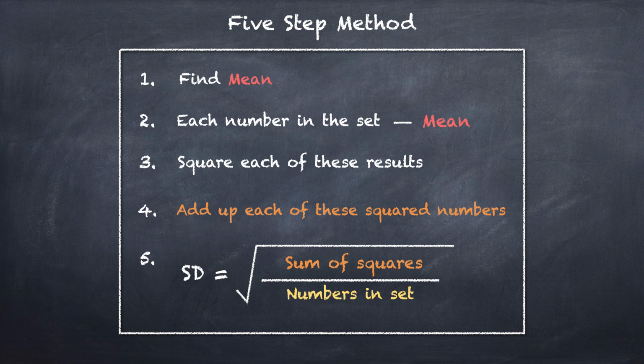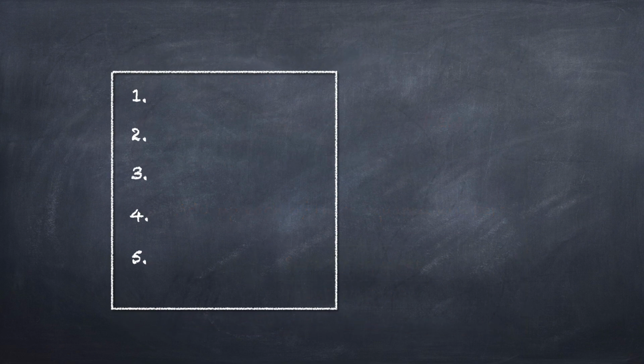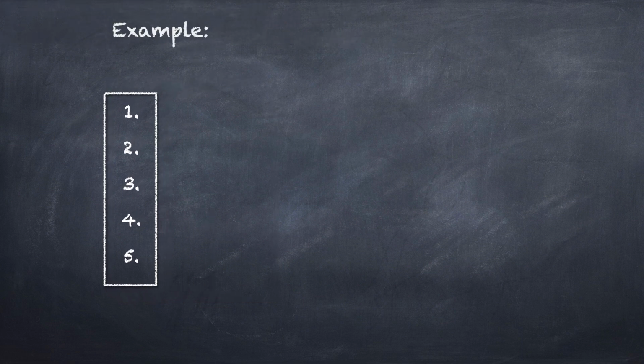1, find the mean. 2, find each number in the set subtracted by the mean. Third, square each of those results. 4, add up each of those squared numbers. And then 5, once you have that, plug them into that formula, the square root of the sum of the squares divided by the numbers in the set. So let's see this in action with the small data set first.